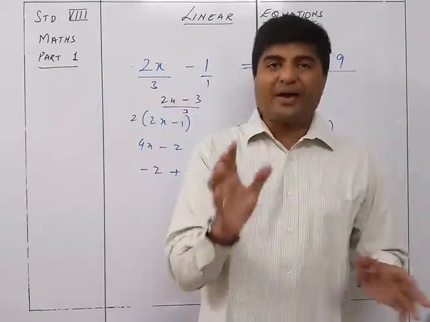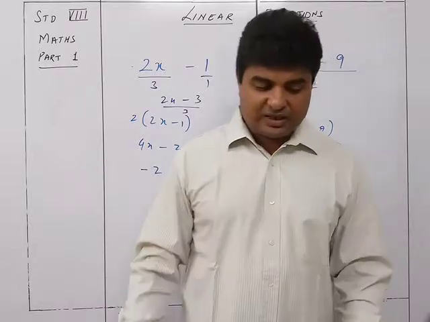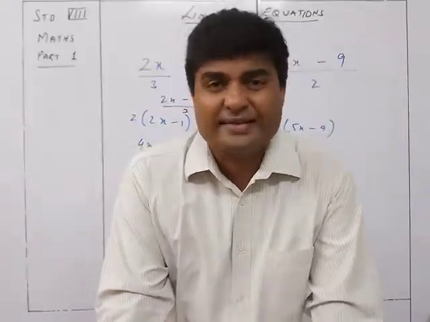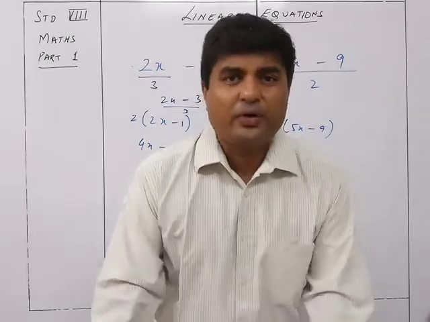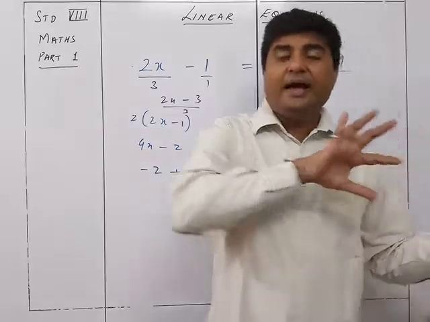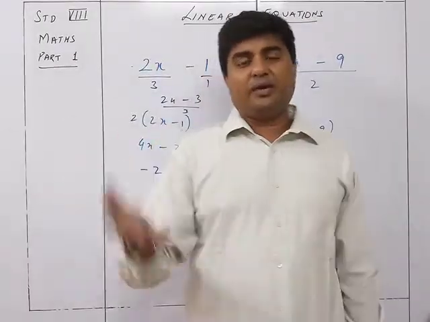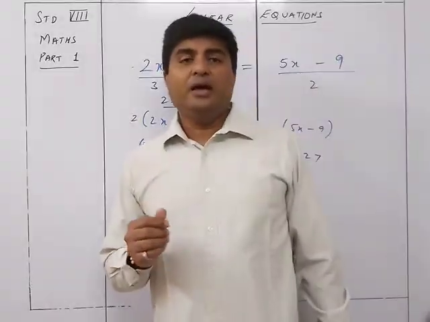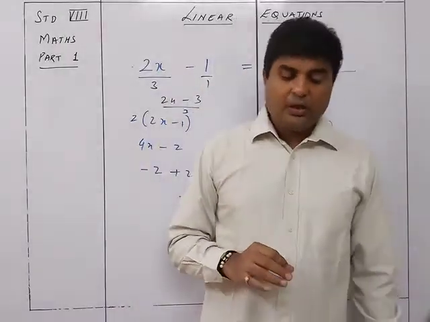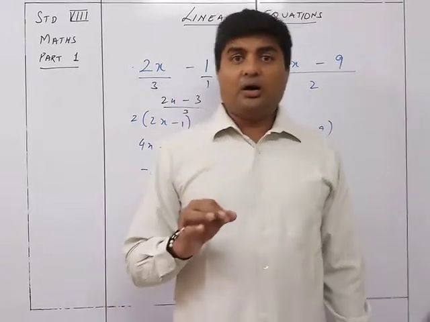So you are going to simplify the one side and simplify the other side, and then you are going to even remove the fractions or the decimals which are present. So all that you are going to remove, and then you are going to bring all the variables on one side and all the numbers on one side, and then you get the answer. So this is the method by which you are going to solve these particular equations.